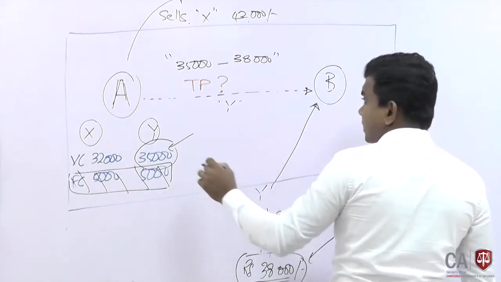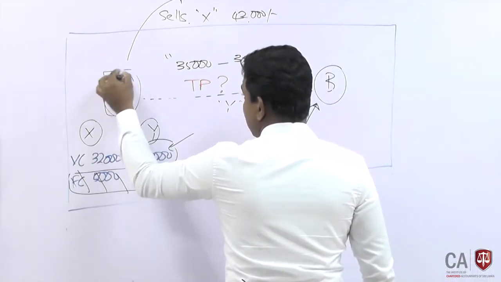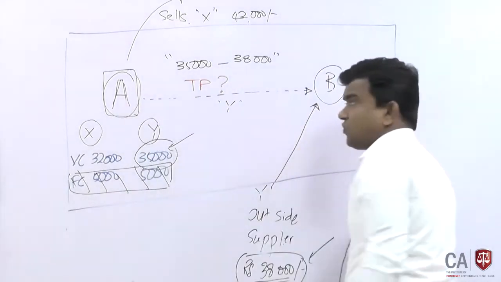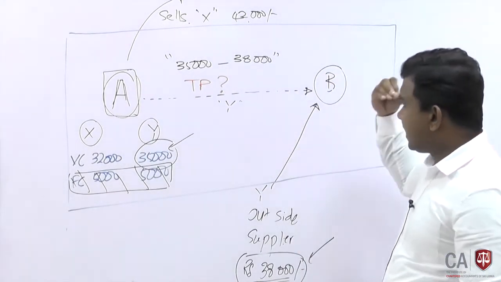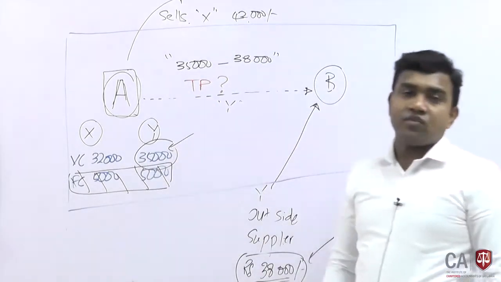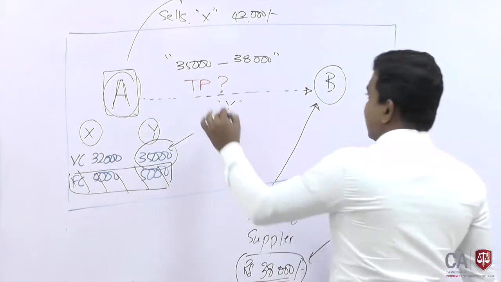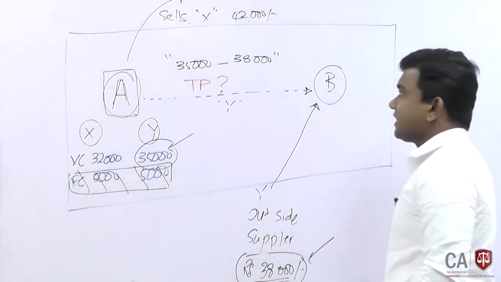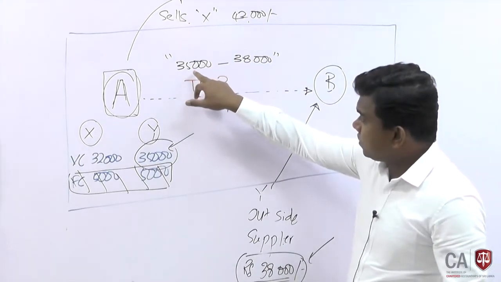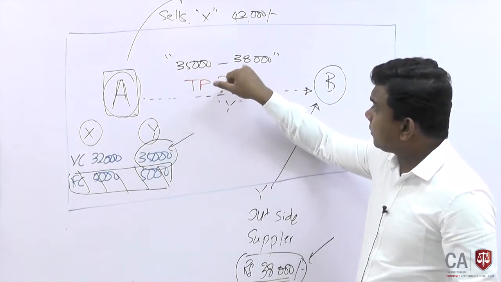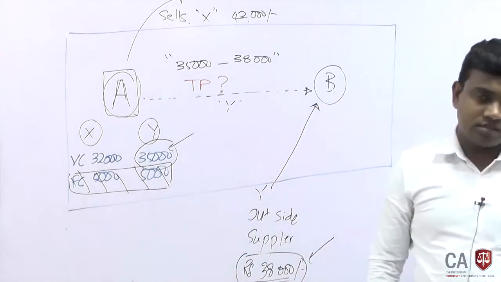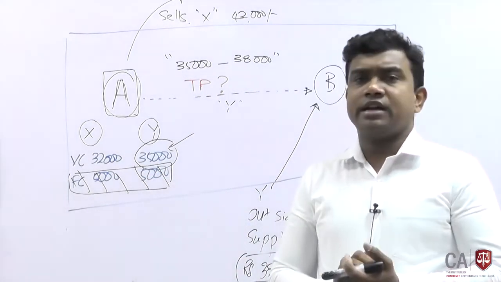The reason is that even if A produces or not, they have a fixed cost. Therefore, to have a motivation for A, B must pay some margin to A. From that margin, A can recover their fixed cost. Therefore, the price should be set between 35,000 and 38,000. It should be below 38,000. Better to have more than 35,000 up to 38,000, because they have to cover their fixed cost. Right? That is the answer for Roman number 1.